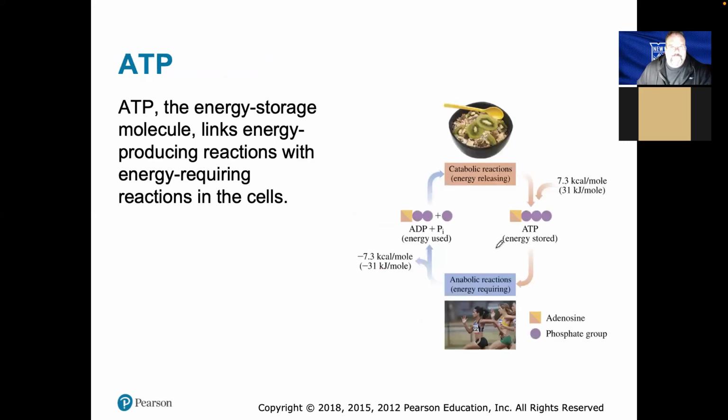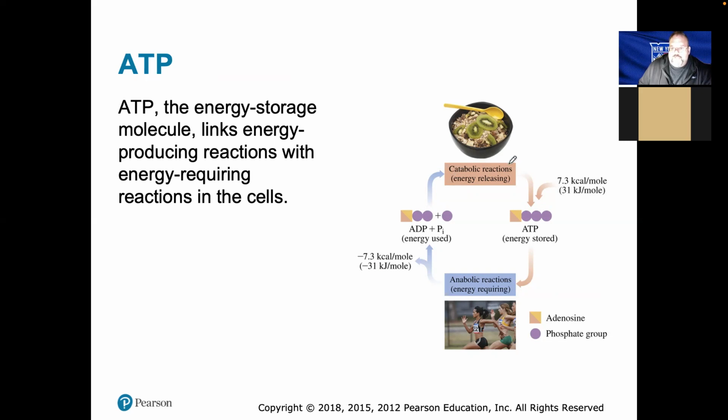All right. So ATP, the energy storage molecule, as we saw before, links energy producing reactions with energy requiring reactions in the cells. Basically, this is the same slide as before, but now they're filling in the energy values. So essentially, anabolic reactions requiring energy use 7.3 kilocalories per mole.